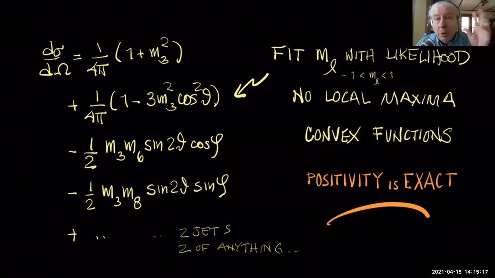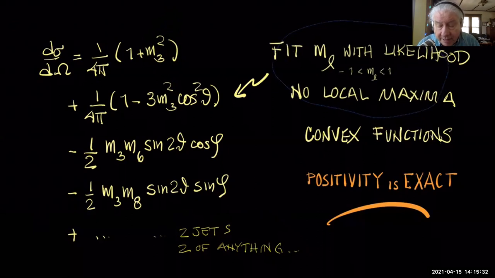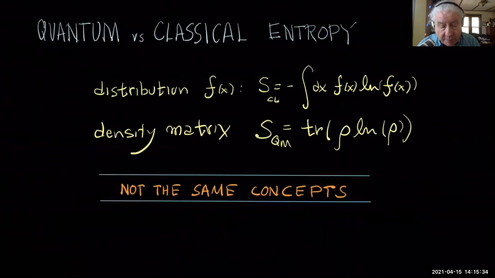Thank you. No frame dependence, no funny stuff. That dependence is then parameterized in terms of those M parameters. And we just fit those M parameters and it turns out positivity is exact and there are no local maxima or local minima. After we have the density matrix, we can calculate the entropy.